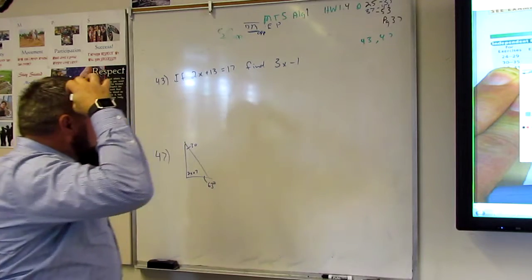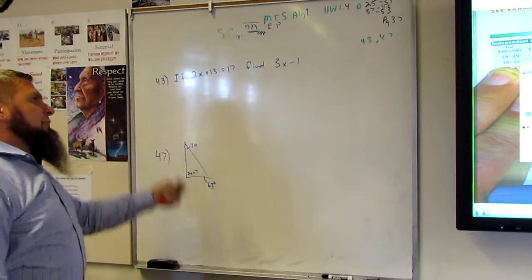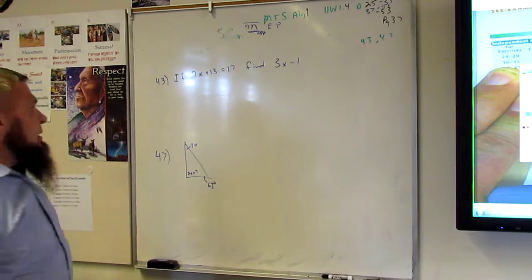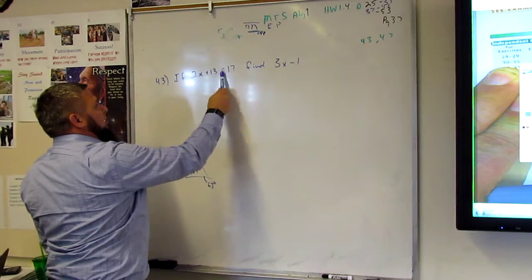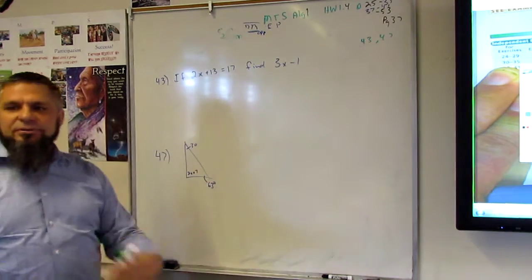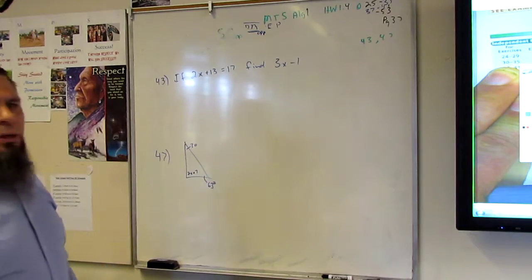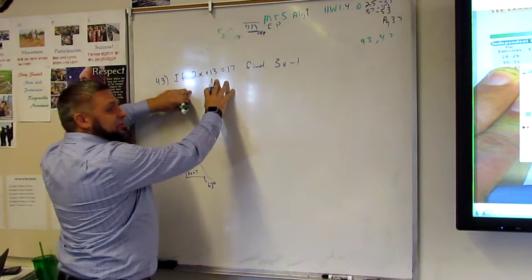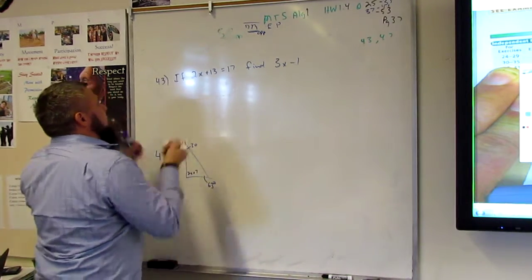Okay, and so in 43, it says if 2x plus 13 equals 17, then find 3x minus 1. Okay? So I've got to find this one first. Does that make sense? So what do I do here?